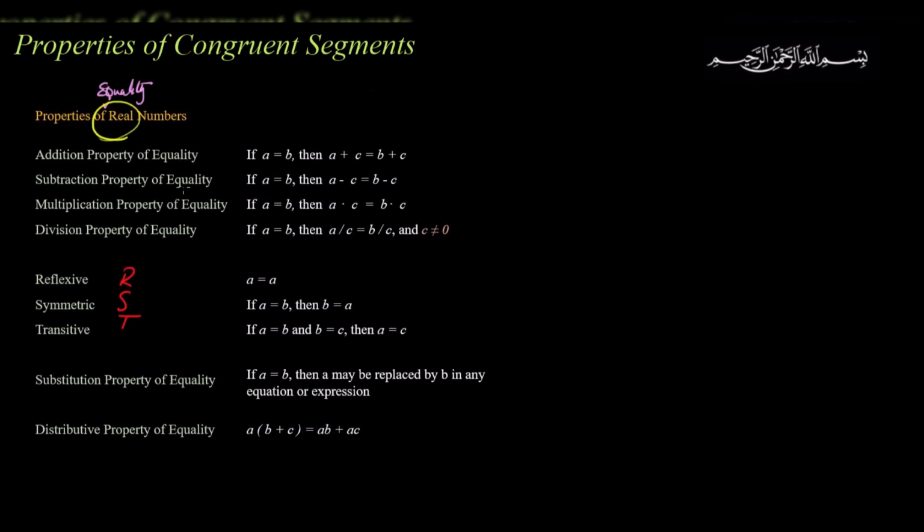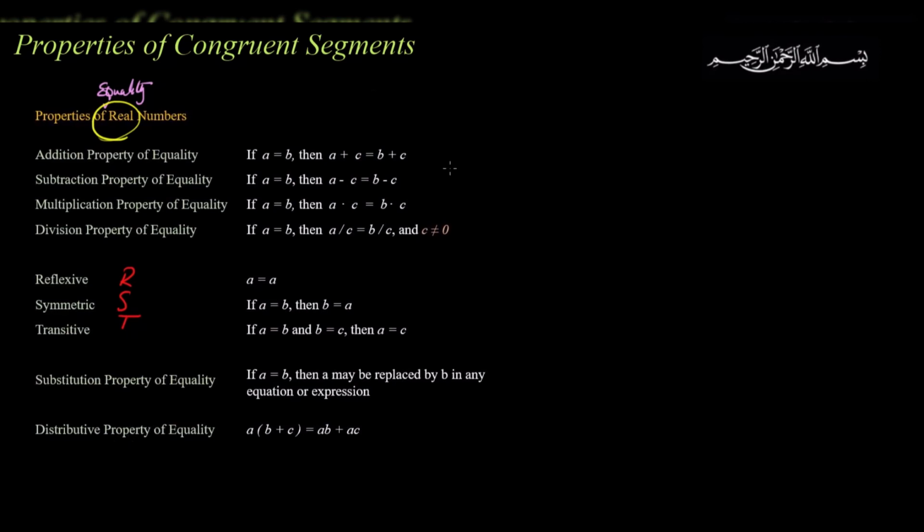So, addition property of equality for real numbers. Subtraction property of equality for real numbers. Multiplication property of equality for real numbers. Division property of equality for real numbers. Reflexive, symmetric, transitive property for equality for real numbers. Substitution property of equality for real numbers. Distributive property of equality for real numbers.